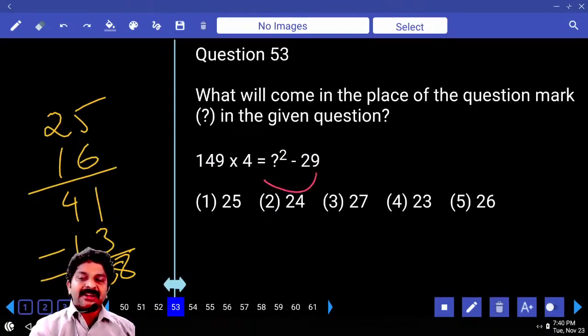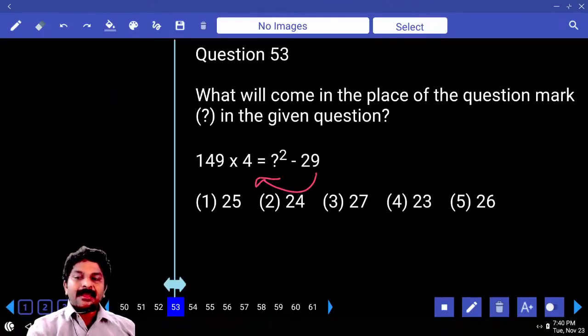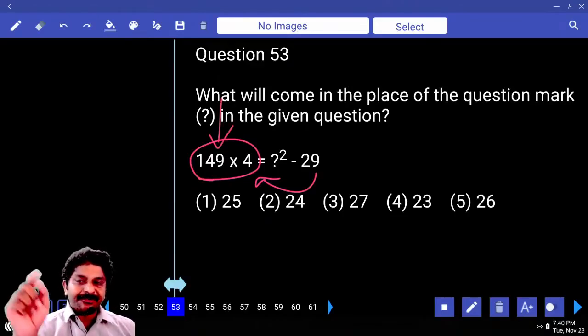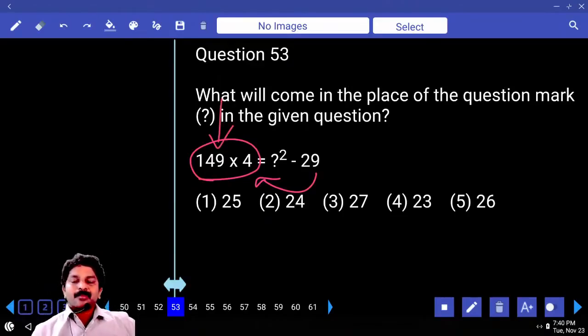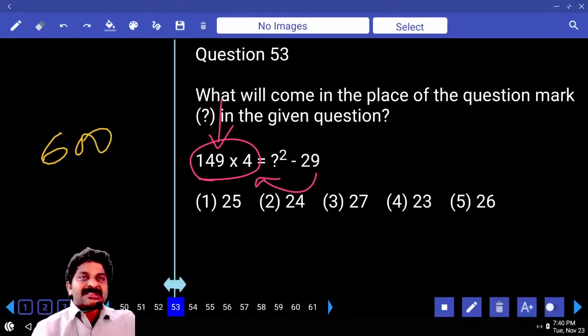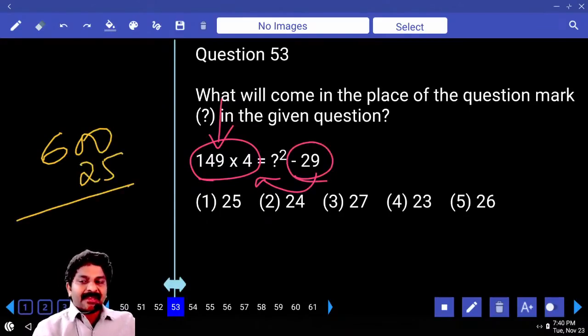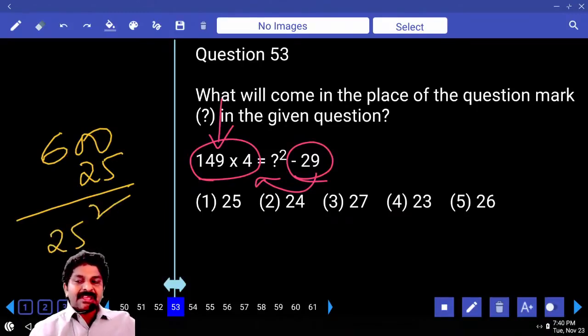Right, minus 29 goes to the left hand side, becomes plus 29 only. Now 149 4 times. Let's make it 150. 150 4 times is 600. We have to subtract 4, right? Plus 29 minus 4, that is plus 25. Am I right? 625 is which number square? 25 square. Or you can go for last digit verification also.